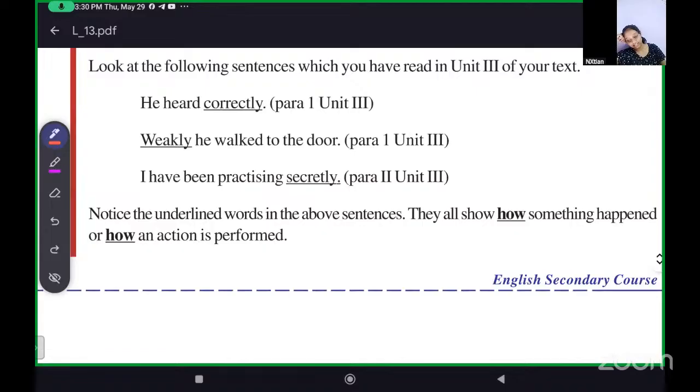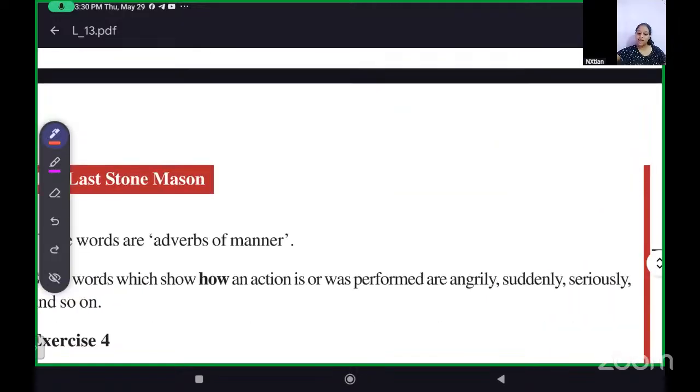Now, look at the following sentences which you have read in Unit 3 of your text. He heard correctly. Weakly, he walked to the door. I have been practicing secretly. Now, notice the underlined words in the above sentences. They all show how something happened or how an action has performed. Hearing correctly, or walking weakly, or practicing secretly, like how the action is performed or how something has happened.